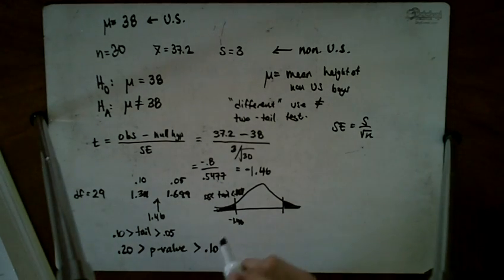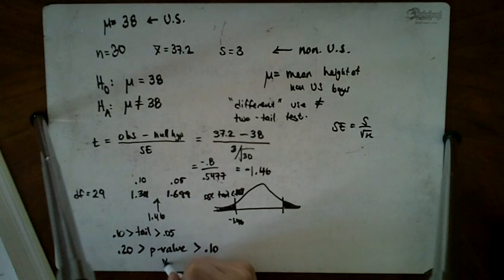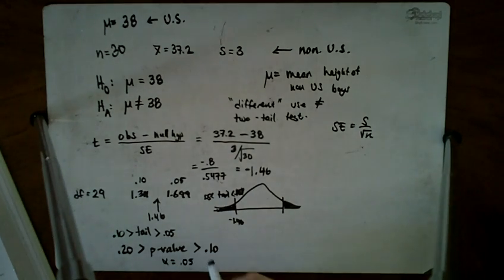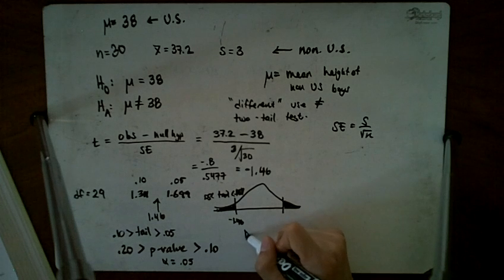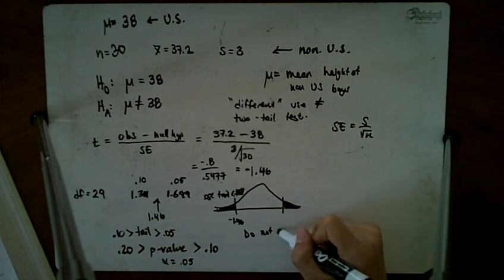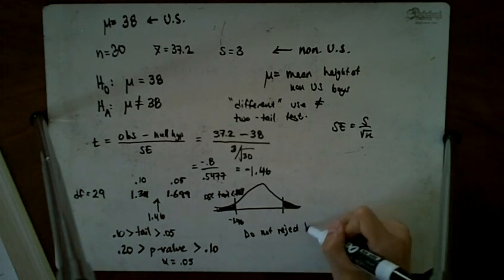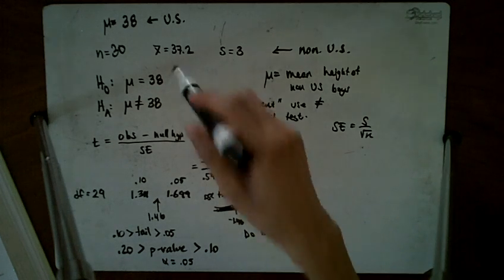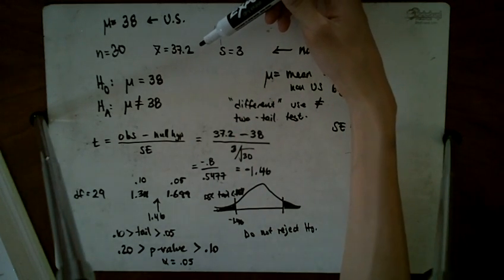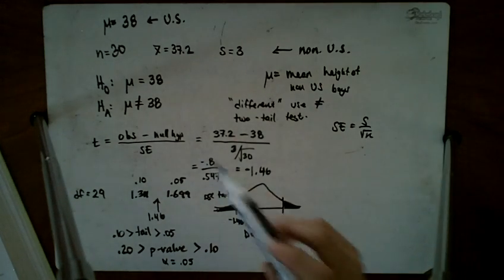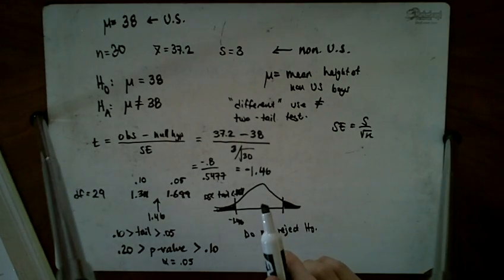Okay? Again, I'm looking at alpha equal to 0.05, and so I still make the same conclusion. Do not reject the null hypothesis, which means I still do not have evidence that the mean height of non-US born children is different than the mean height of US boys.